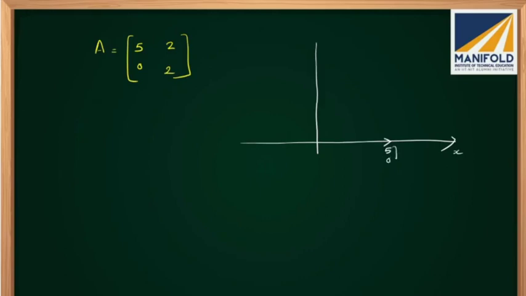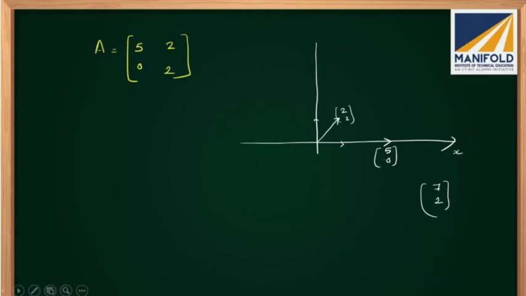Then 2, 2 will be a vector having x component of 2 and y component of 2, which means 2 in x direction and 2 in y direction. So that will be a vector pointing in this particular direction. This is 2, 2. Which point will I get if I just add these two vectors? That will be 7, 2. If I add these two vectors, 5 and 2 would be added to give 7, and 2 and 0 will be added to get 2.